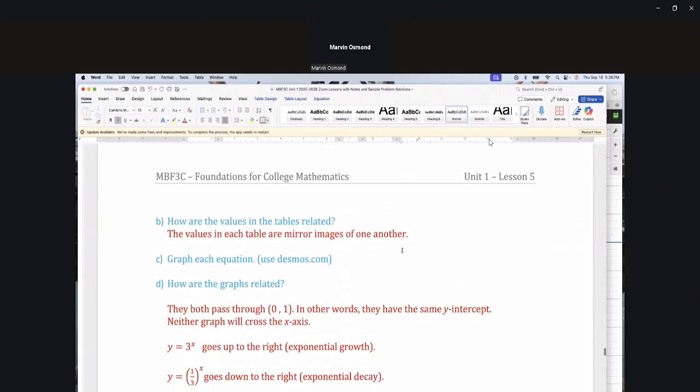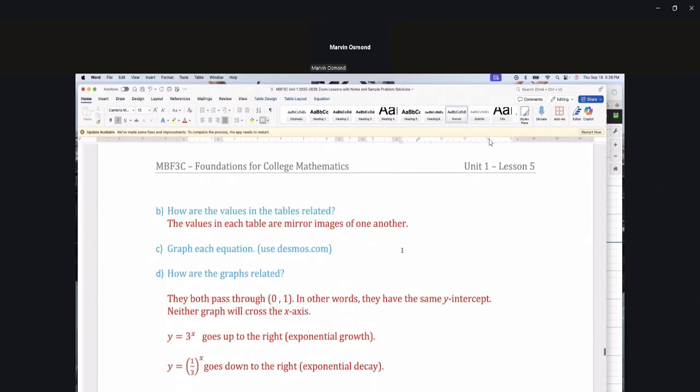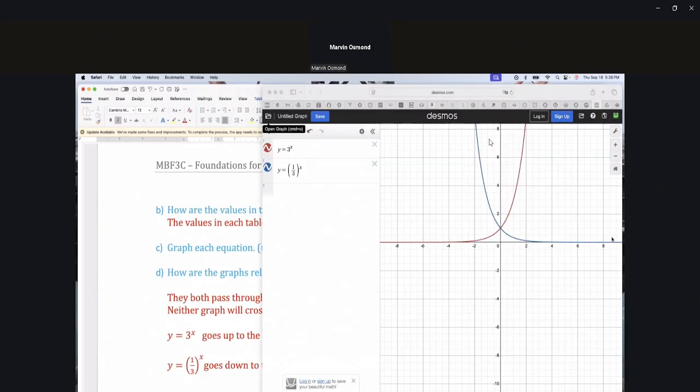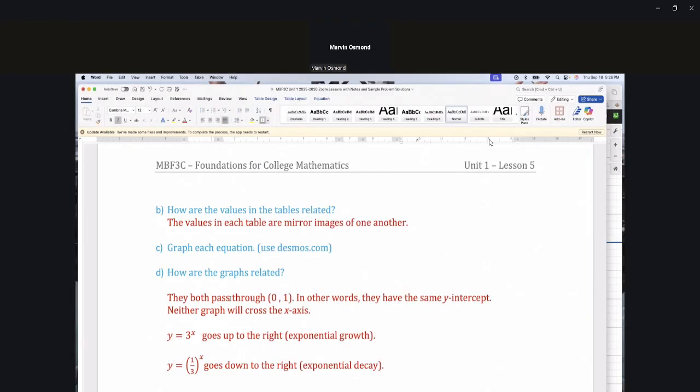So how are the graphs related? As we said before, they both go through the point 0, 1. So they both have the same y-intercept. They both pass through 0, 1, and neither graph will cross the x-axis.